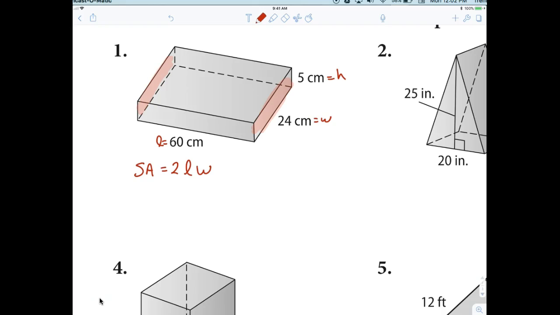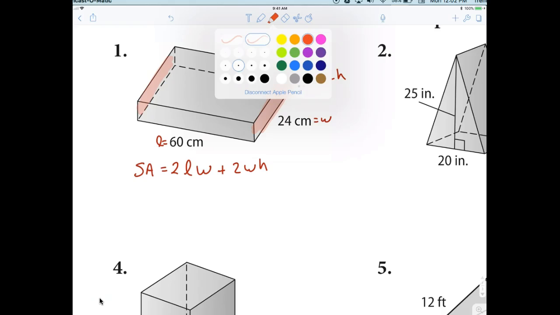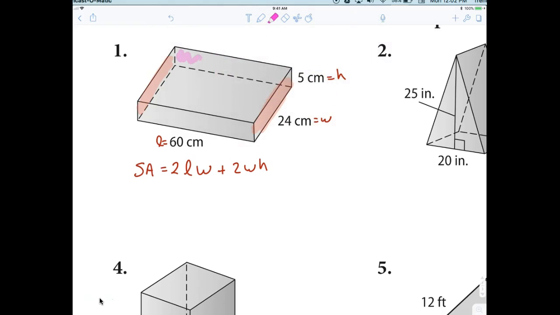I don't want to hear 24 times 5. I want to hear what does 24 stand for? Width and height. Right. And how many of them are there? So it would be plus 2WH. And now I'm going to go with the front wall and the back wall. What would that be? 2LH.